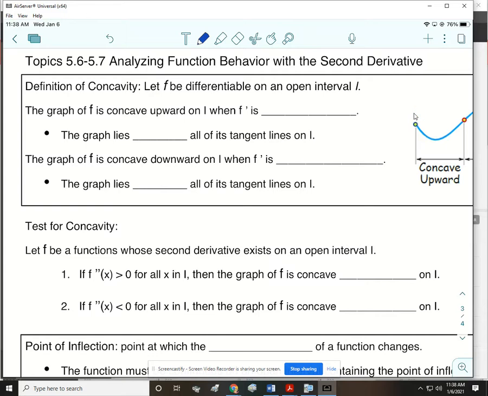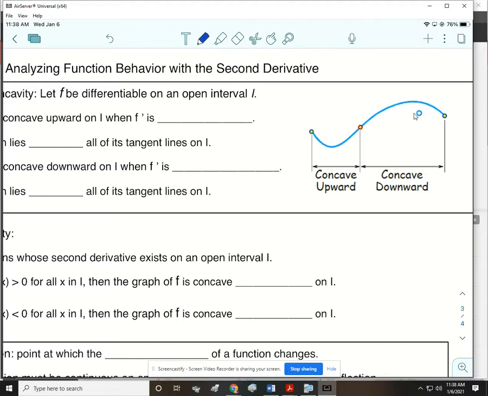So if f is differentiable on the open interval, the graph is concave up. Concave up looks like a cup, is what I like to say. Concave up when f prime is increasing, sorry.